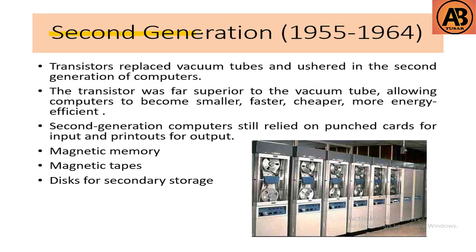Then second generation. Transistors replaced vacuum tubes and were used in the second generation of computers. The transistor was far superior to the vacuum tube, allowing computers to become smaller, faster, cheaper, and more energy efficient. Second generation computers still relied on punched cards for input and printouts for output. Magnetic memory, magnetic tapes, and disks for secondary storage are used in second generation.